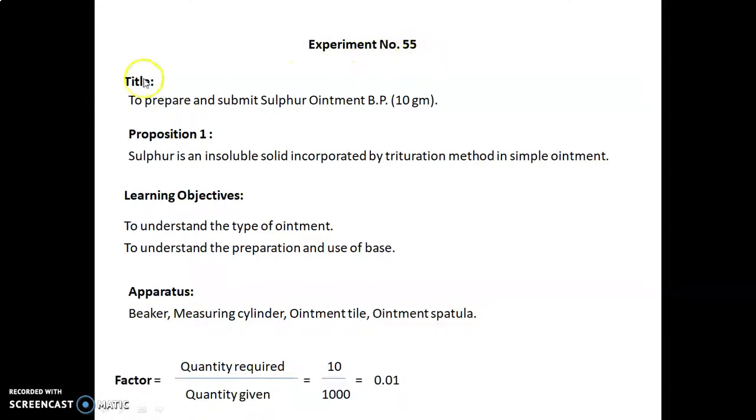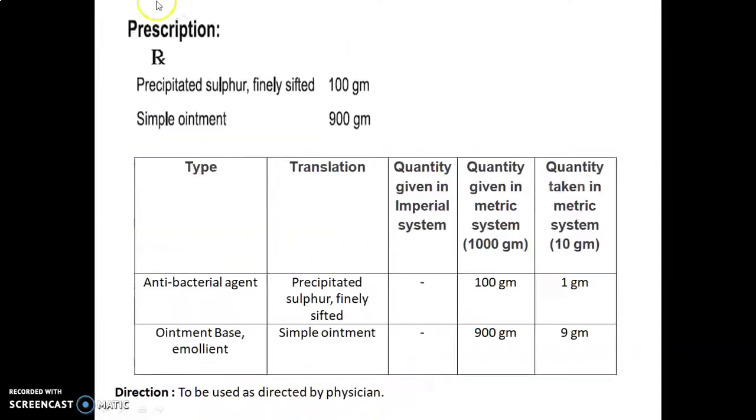Experiment number 55. The title of this experiment is to prepare and submit sulfur ointment BP, that is according to the British Pharmacopoeia, 10 gram. Proposition 1: sulfur is an insoluble solid incorporated by the trituration method in simple ointment. Learning objectives are to understand the type of ointment and to understand the preparation and use of the base. Apparatus required are beaker, measuring cylinder, ointment tile and ointment spatula. Factor is calculated as quantity required upon quantity given, that is 10 upon 1000, equal to 0.01.